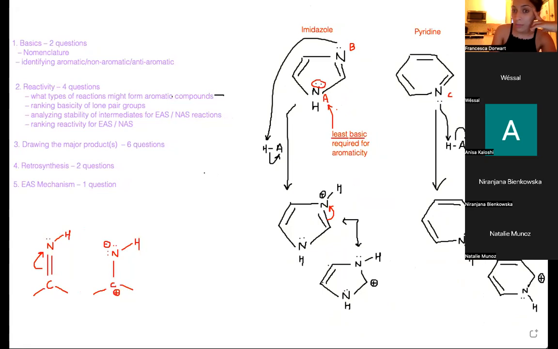So if I were to continue drawing resonance, can someone give me another pattern I can do rather than opening up a pi bond? What else can I do? There's more resonance for both of these structures. Yeah, so I could form a pi bond. I could form a pi bond when I have a lone pair next to an empty p orbital. So remember, there's another pattern. So this is one of them that we just drew.